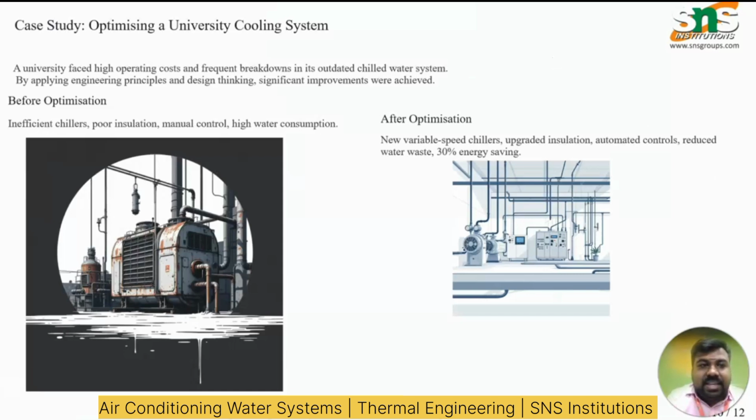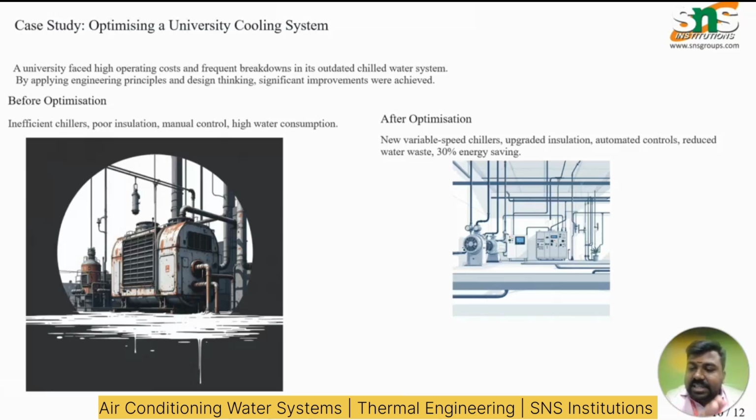One real-time case study is optimizing the university cooling system. Before optimization, the criteria were insufficient chillers, poor insulation, manual control and high water consumption. After optimization, new variable speed chillers were integrated with these systems, with upgraded insulation, automated controls and reduced water waste, giving 30% energy saving.